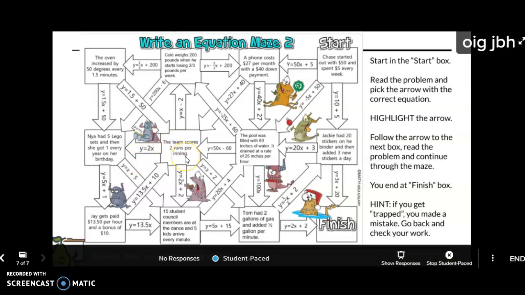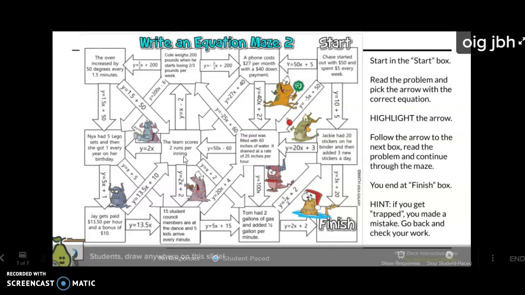Another mistake that I saw is right here when your team is scoring runs per inning. Per is your slope word. So whatever number you have has to be your slope. If you don't have another number, then don't make one up. Use what they're giving you in the word problem. So 2 would be with that X, and that's it. There's no intercept, so don't overthink it. Use what you know, what you're given, and work from there.